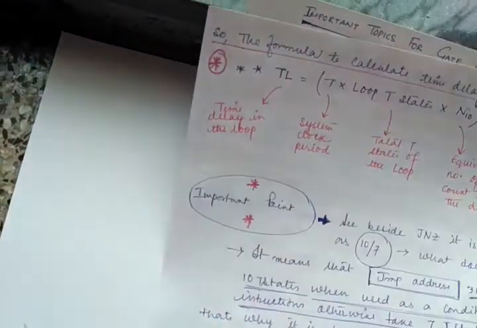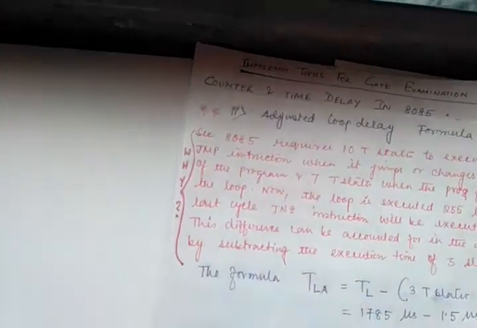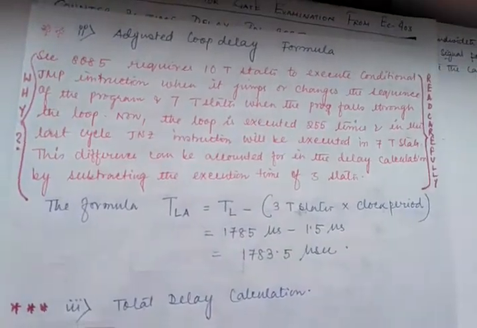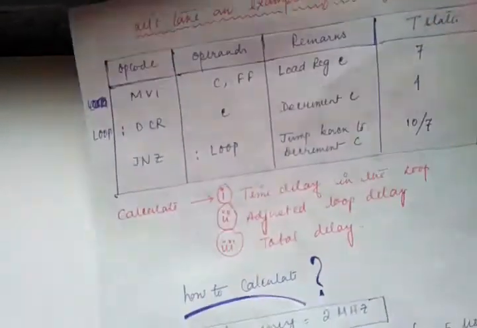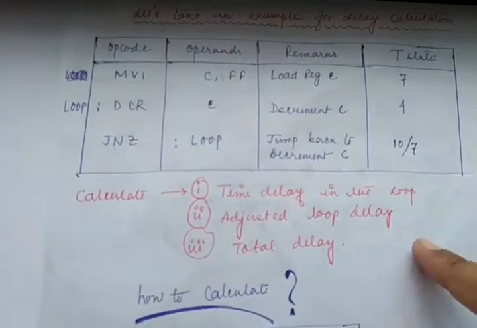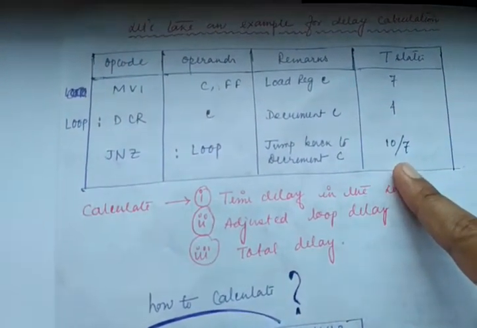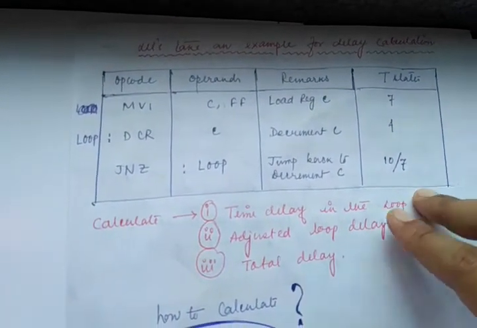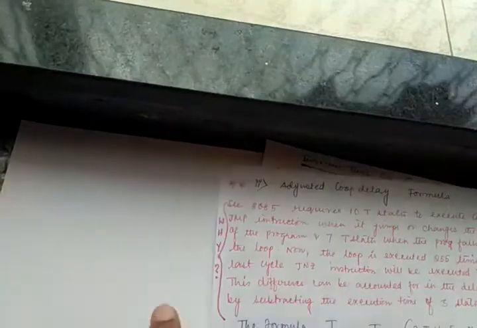Okay, and the next part is the adjusted loop delay. What does it mean? Why do you have to adjust this value? Please see this section again. Here we have seen this is 10 by 7. If it is used as a branching instruction, it will use 10 T states, otherwise it will use 7 T states. So what is the difference? The difference is 10 minus 7, that is equal to 3. So you have to adjust that value using the formula.